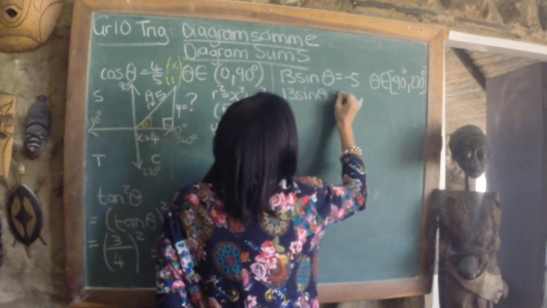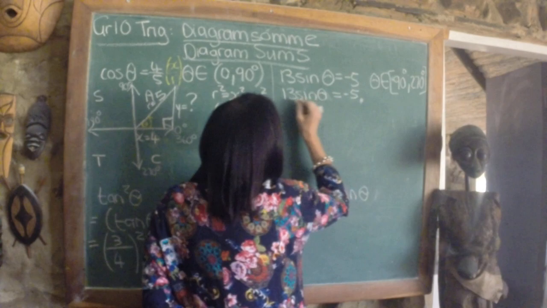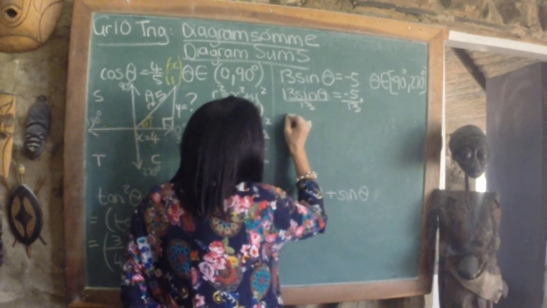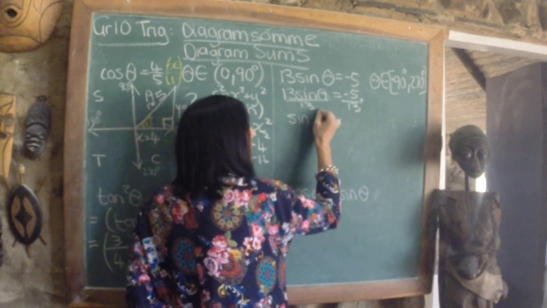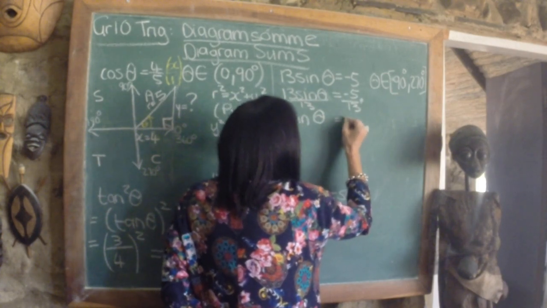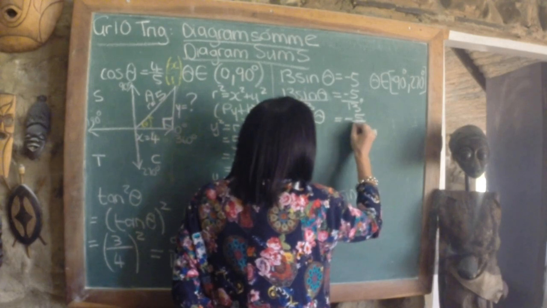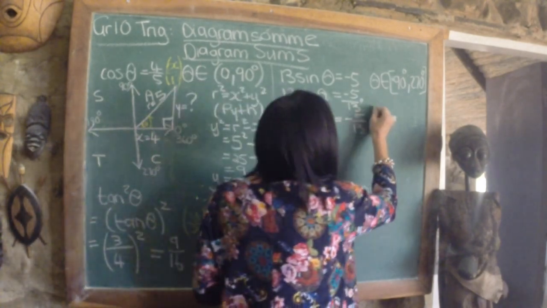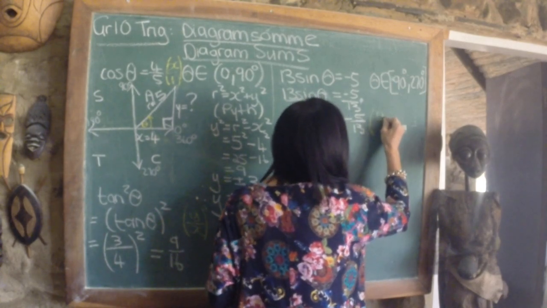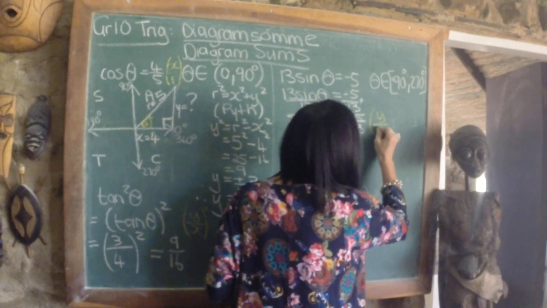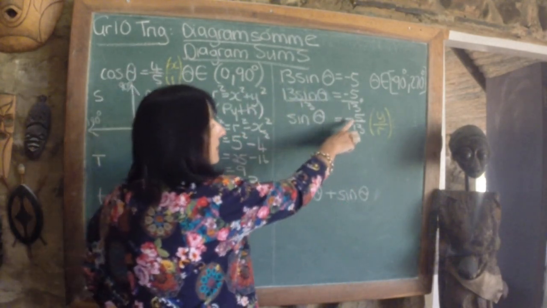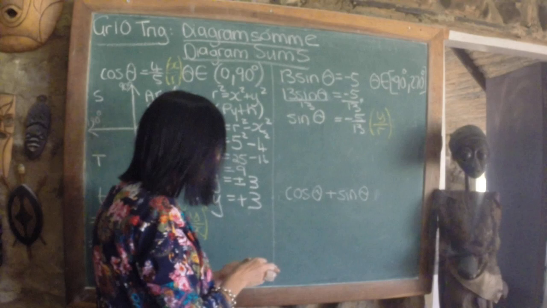So, kom ons gaan en ons deel met 13 aan albei kante, so that I can get a ratio, 'n trieg, hoek en 'n verhouding. Wat is sin? Sin is oorstaande, so dis y op r. Die y-waarde is nou negatief, sien julle dit, want r kan nooit negatief wees.